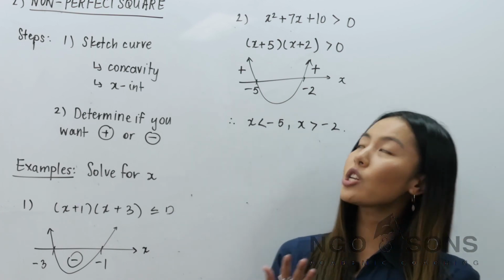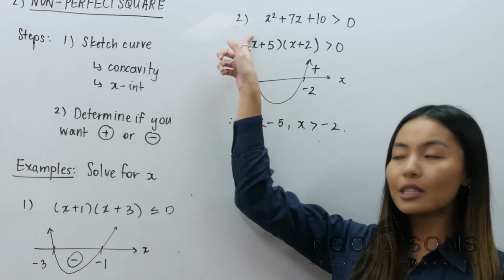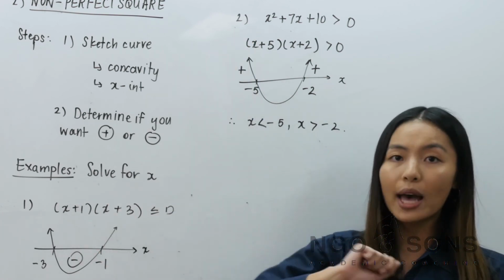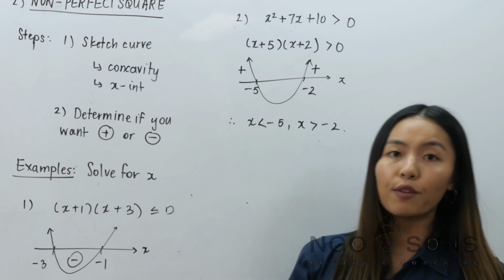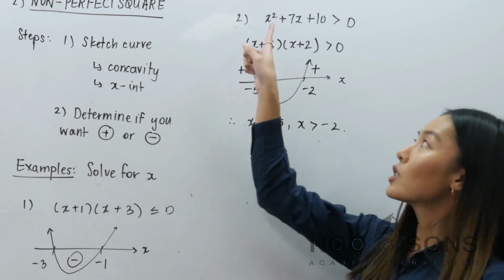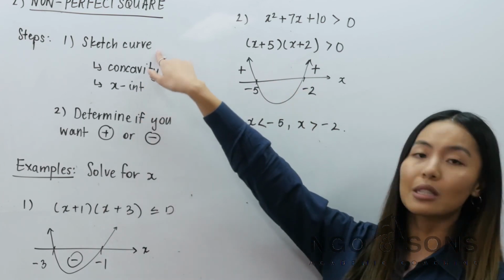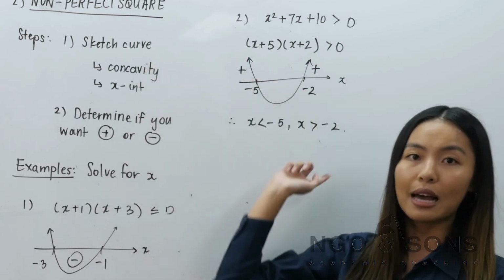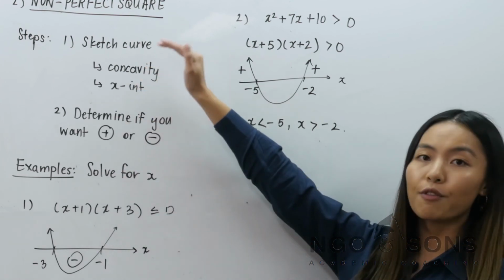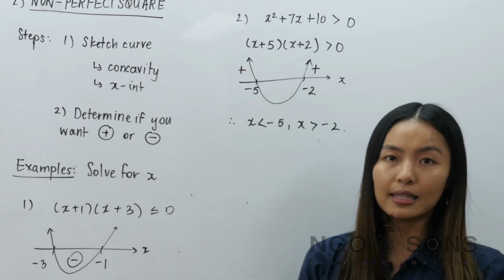And so for question number 2, the only difference compared to question number 1 was that the equation they give you wasn't factorized. So where you can, factorize it yourself, so that when you move on to step 1, sketching the curve becomes a lot easier in order to find your concavity and the x-intercepts.